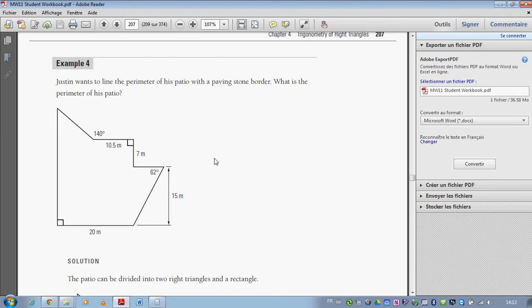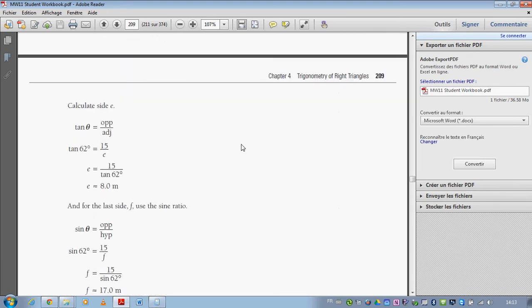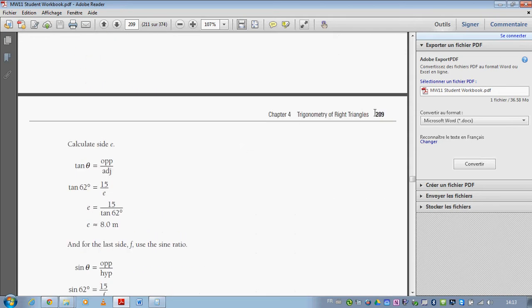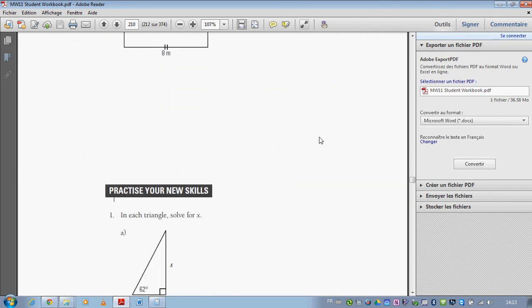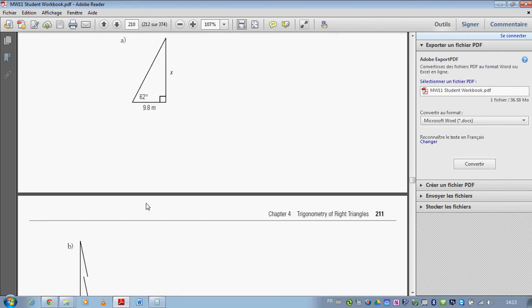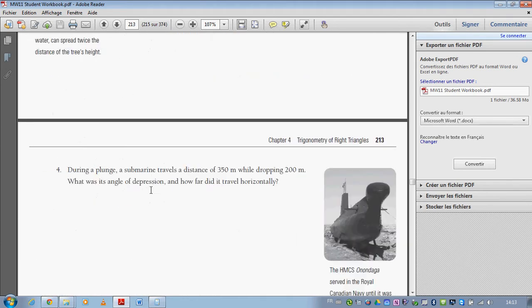Okay? So really, it's just using logic and common sense and your mathematical prowess to make deductions about sides and figure out what each side is going to be in terms of length. Okay? And you can see the detailed answer for this in your workbook. At this point, you can pause the video and attempt the questions on page 209 of your workbook. You've also got the Practice Your New Skills questions on page 210. So at this point, you can pause the video and attempt all of those questions.